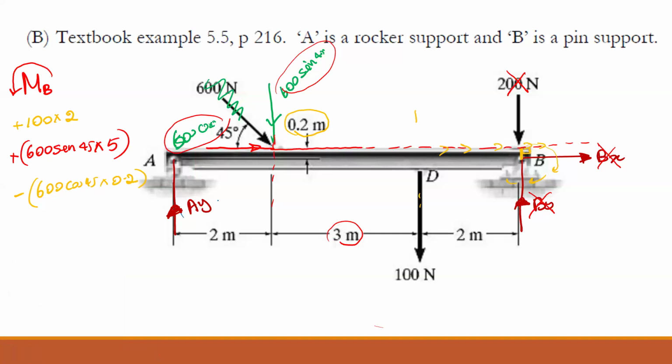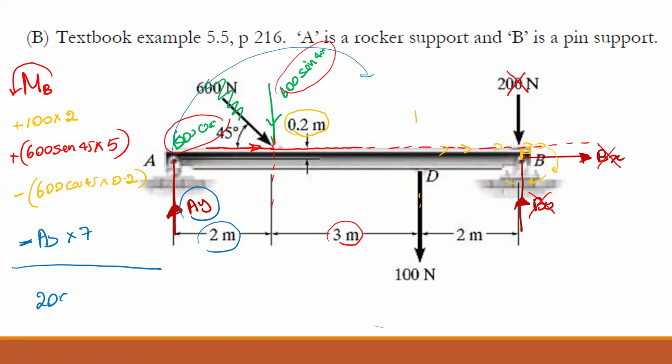Now we have one more, which is AY. The AY perpendicular distance is 3, 4, 5, 6, oh sorry, 7, and it is making a clockwise moment, so negative. So when you add all these together, it should be 0. So we are going to add them.